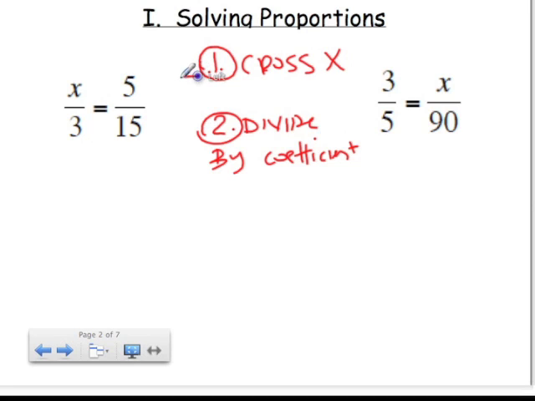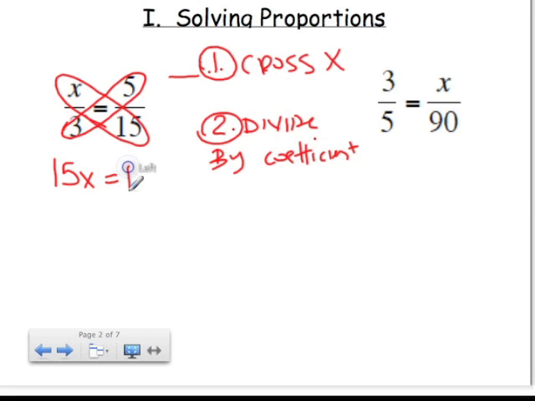So step 1, I'm looking at this proportion: x divided by 3 equals 5 divided by 15. My first step is to cross multiply, so x times 15, I can really just write as 15x, equals 3 times 5, I can really just write that as 15. I finished step 1 by cross multiplying.